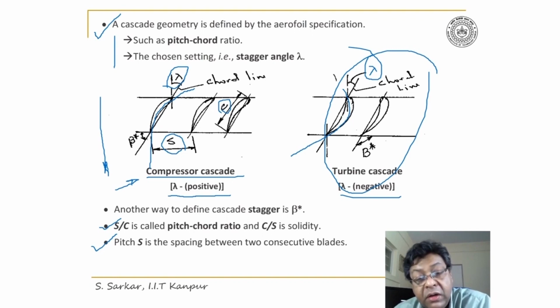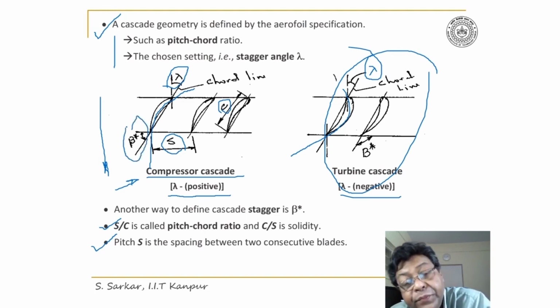However, another way to define the stagger is by the quantity beta star. Beta star is the angle made by the chord line with respect to tangential directions. Now, if we define stagger by beta star, then for a compressor cascade, beta star will always be less than 90 degrees. And for a turbine cascade, beta star will be greater than 90 degrees.